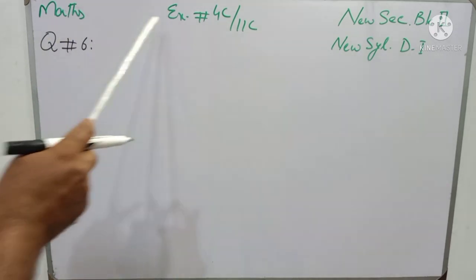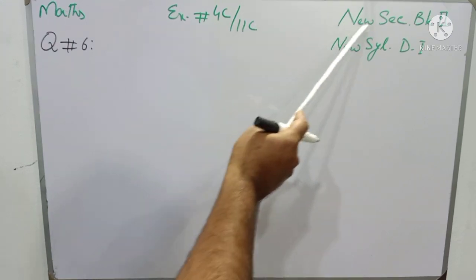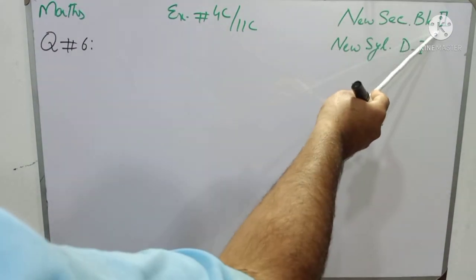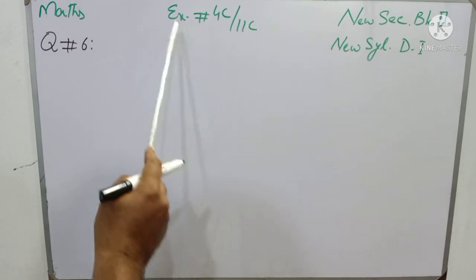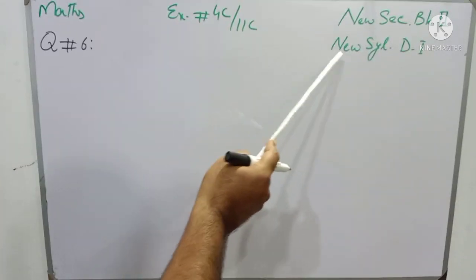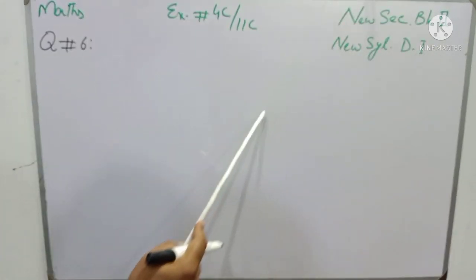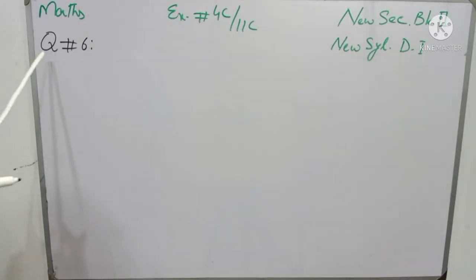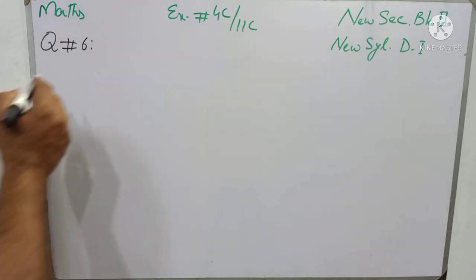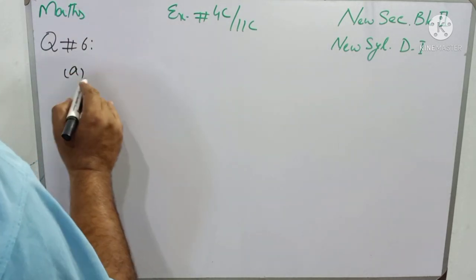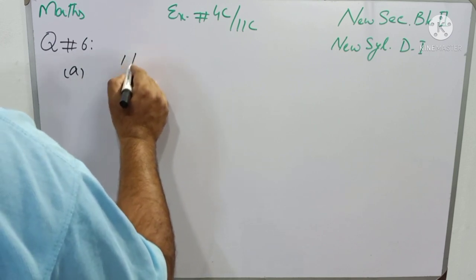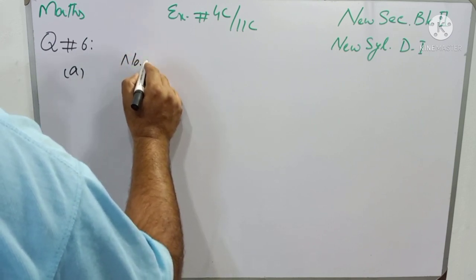Dear students, mathematics exercise number 4C for New Syllabus Mathematics Book 2, Class 7 students, and exercise 11C for New Syllabus Mathematics D1 for A level and O level students. Question number 6 is: find the number of sides of a regular polygon if each interior angle of the polygon is given. Part A. Students, we have to find the number of sides of the regular polygon.